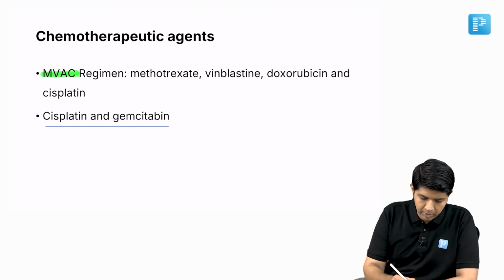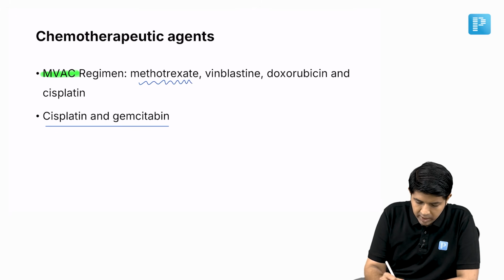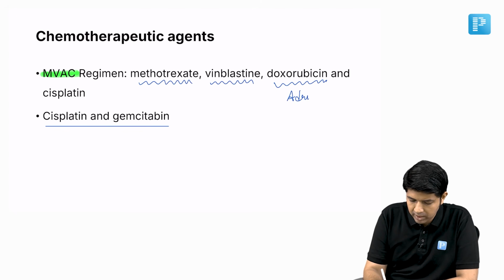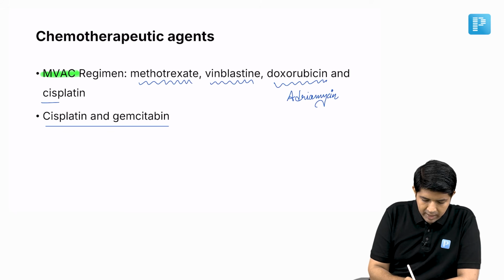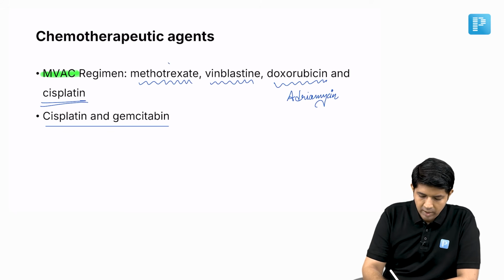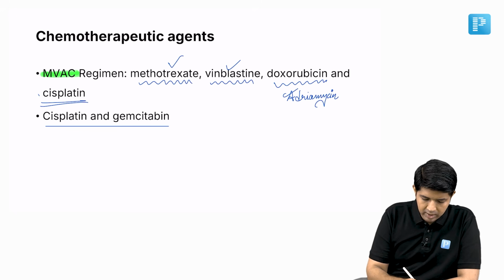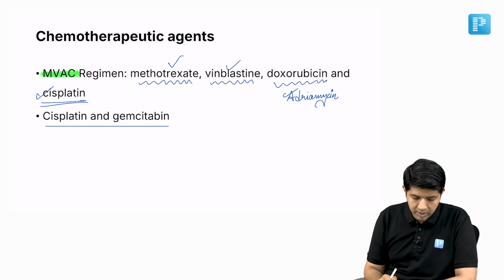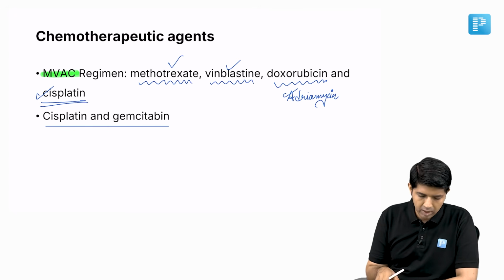Under MVAC regimen, M stands for methotrexate, V for vinblastine, D for doxorubicin or adriamycin, and cisplatin. So that is your MVAC regimen. Apart from that, the alternative is to give them cisplatin and gemcitabine combination.